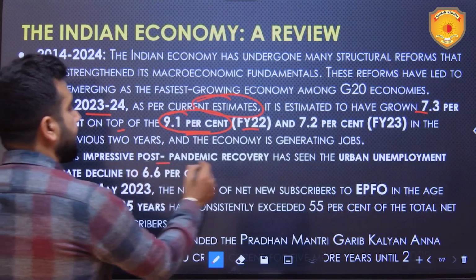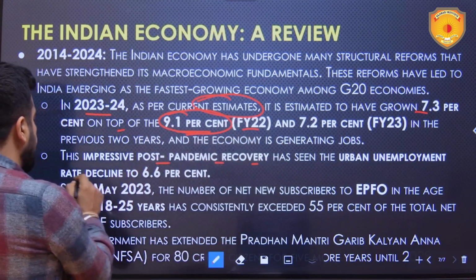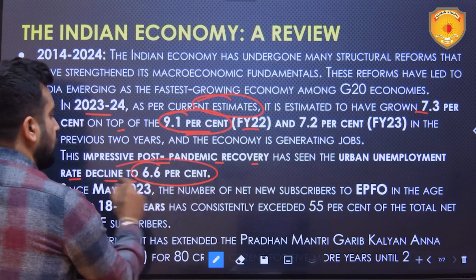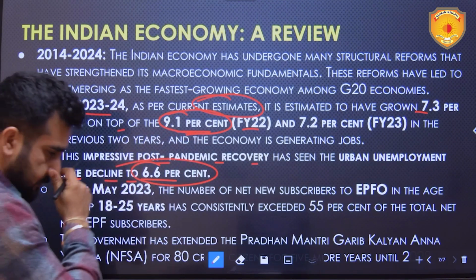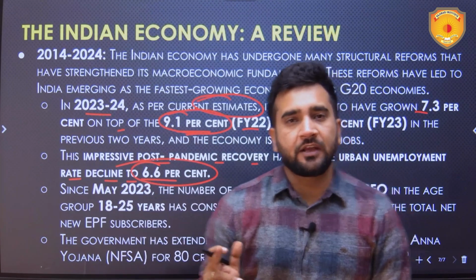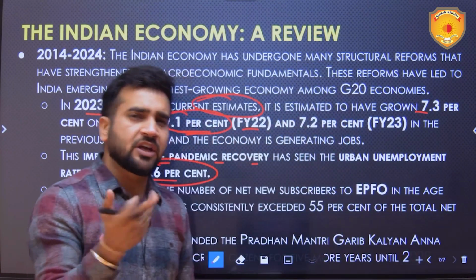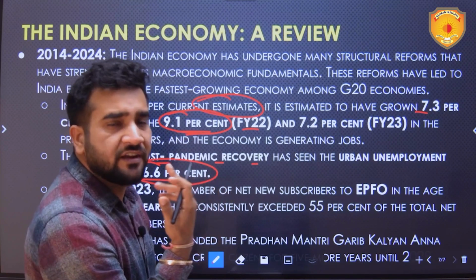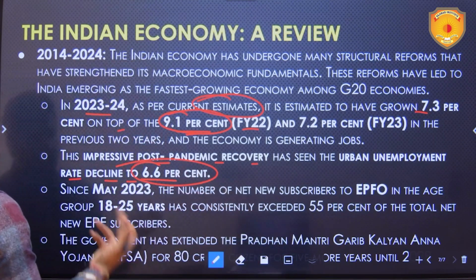The impressive post-pandemic recovery has been the urban unemployment rate declining to 6.6%. People, especially the opposition leaders, keep on cribbing that unemployment is too high, unemployment is too high, but the government data says that the unemployment rates are declining. So it is like this.